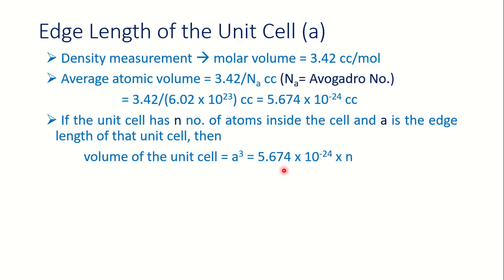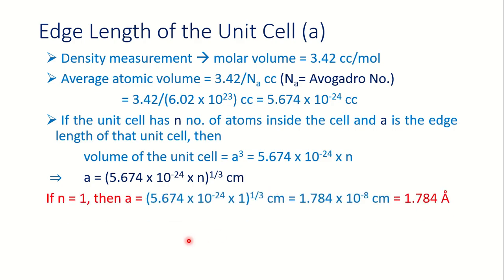Then in that case we can relate this by this equation: a cube equals 5.674 into 10 to the minus 24. This is the average atomic volume into number of atoms within the unit cell. And finally, from this we can get the value of a by taking the cubic root of this parameter. So (5.674 into 10 to the minus 24 into n) to the power 1/3, and centimeter cube, by taking the cubic root it becomes centimeter.